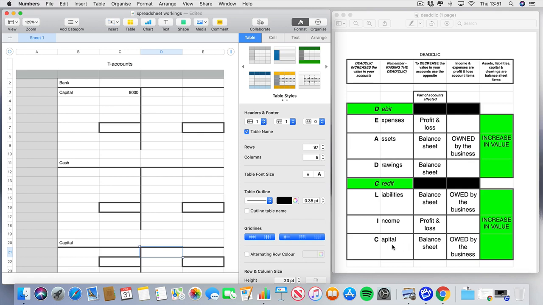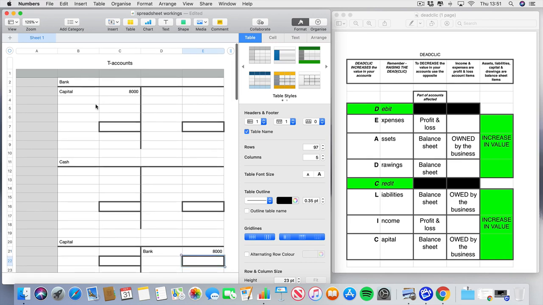So it's capital. We're increasing the value of capital. We're increasing the amount the business owes to the proprietor. So increase in capital is a credit. Okay, so we've got the capital account here. So I'm going to type in there bank because that's the corresponding account. And I'm going to put £8,000 like so. So that's our first transaction. So you'll see that transaction has two entries. It has a debit entry and it has a credit entry.